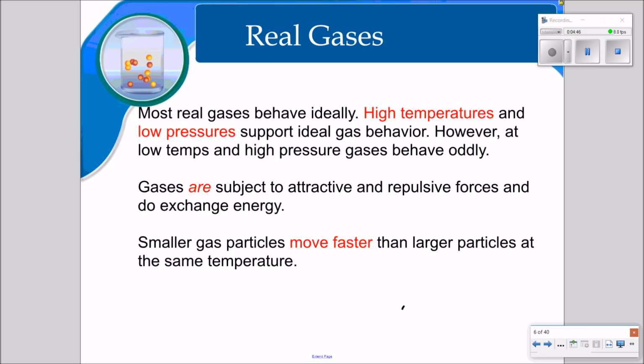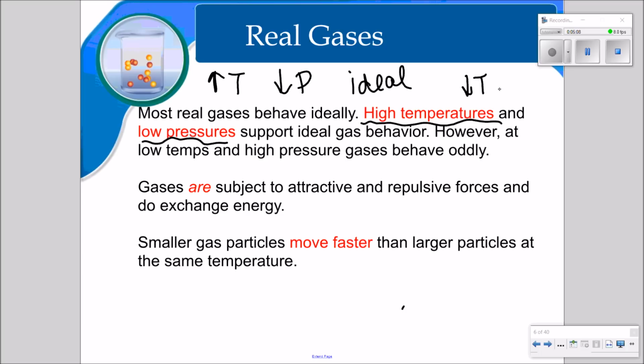So now we're going to talk about real gases. Most real gases behave ideally. If you've got a situation where you have high temperatures and low pressure, so high temp, low pressure, that's going to support ideal gas behavior. If you've got low temperatures and high pressure, that's going to support real gas behavior. Gases, in reality, are subject to attractive and repulsive forces, and they do exchange energy. But in our course, when we're studying chemistry, we're going to treat real gases like they're ideal, and we're going to follow the kinetic molecular theory.